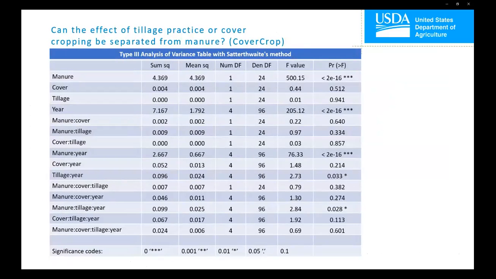To see if the effects of tillage practice or triticale cover could be separated from the large effect of manure, a linear mixed effects model was used fitting the factors of manure, cover, tillage, and year. The analysis indicated significant main effects of manure and year. However, there were also significant interaction effects, suggesting that the effect of manure varied by year, the effect of tillage varied by year, and the interaction of manure and tillage varied by year, which was further explained using contrast testing.